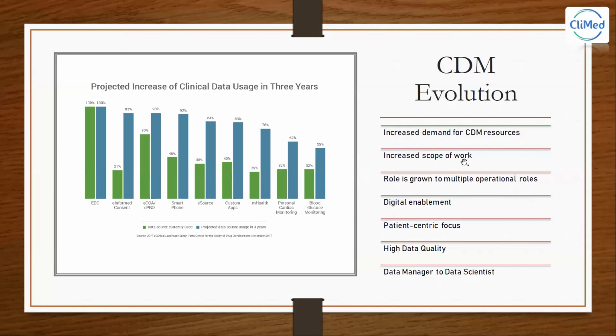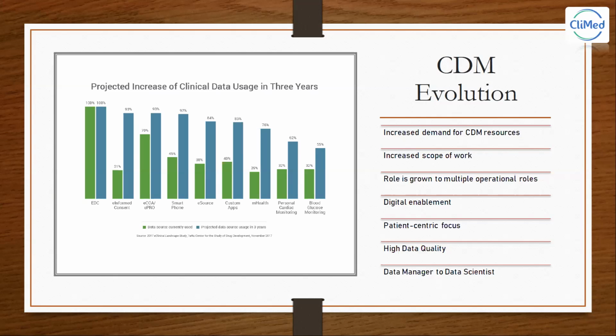All right. Also with that increase, there is an increase in scope of work. So it's not only, like I said earlier, data entering and manual review of the listings we get in the Excel file. It has become much more graphical, from a statistical point of view. We foresee the risk and everything. And next, we have exposure to multiple operational roles, not only exposure, but we ourselves as CDM data managers have a part to play in those operational roles as well.